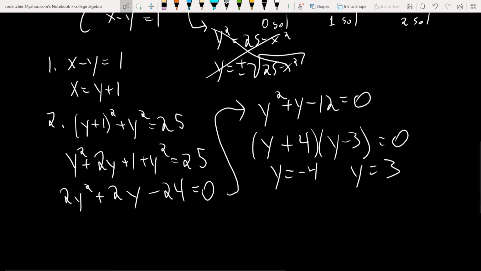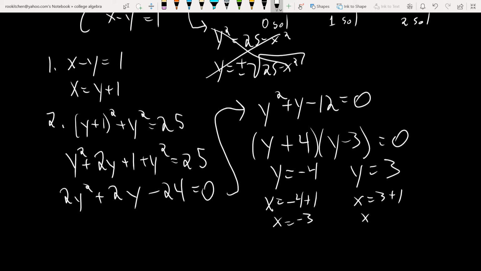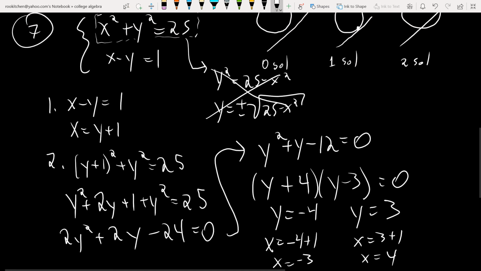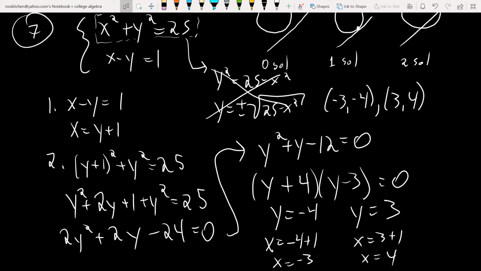And then get the x coordinate. X is y plus 1. So x is negative 3, or x is 4. Okay, so our potential solutions, I'm looking at negative 3, negative 4, and then 3, 4. Okay, and I spot check those in my equations. Negative 3 minus negative 4 is negative 3 plus 4, which is 1. 3 minus 4, that one didn't work.